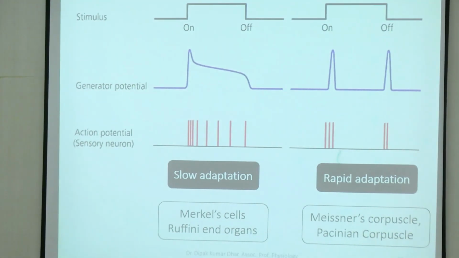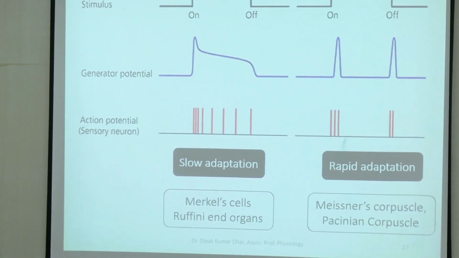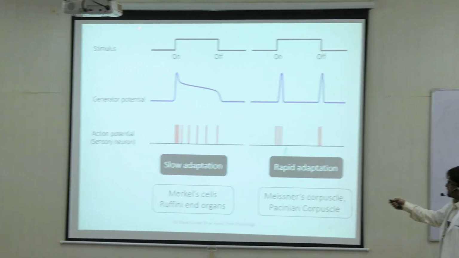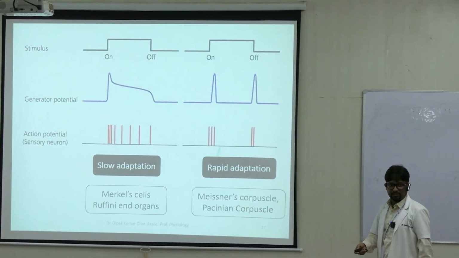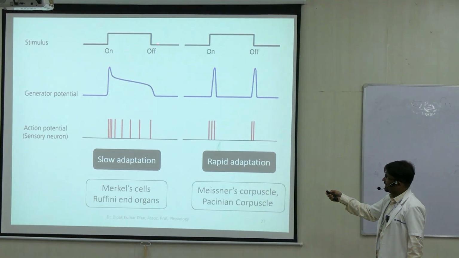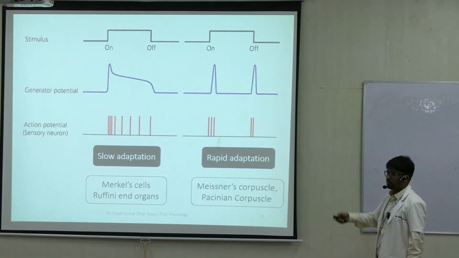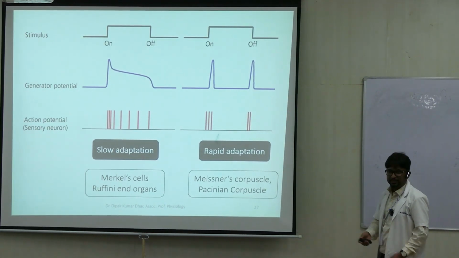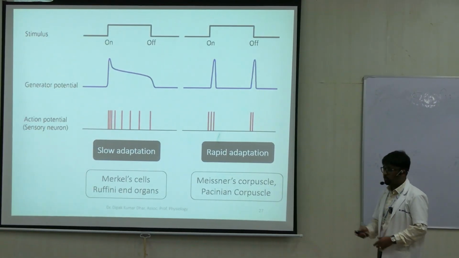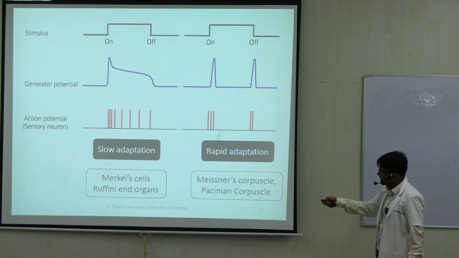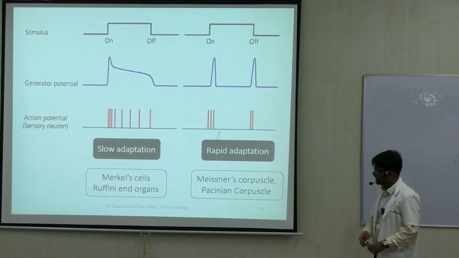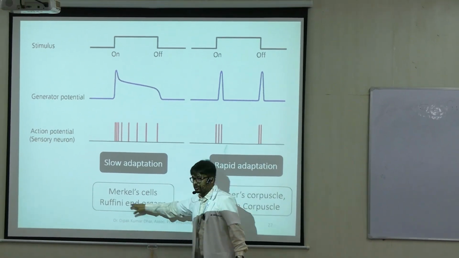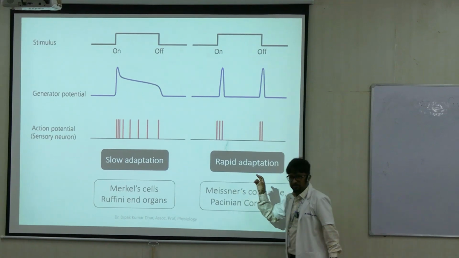So a graphical representation of the adaptation process you can see here. So this is a slow adaptation process. You can see this is the onset of the stimulus. Stimulus is maintained here, and this is where the stimulus is turned off. Generator potential constantly is maintained, and because generator potential is constantly maintained, the action potentials in the nerve are constantly present, right? So Merkel cells and Ruffini organs are examples of slowly adapting receptors.